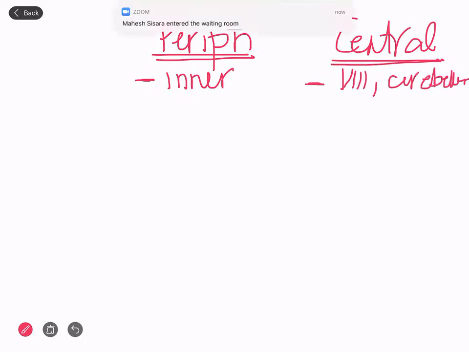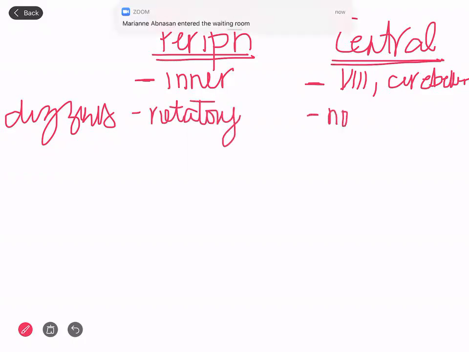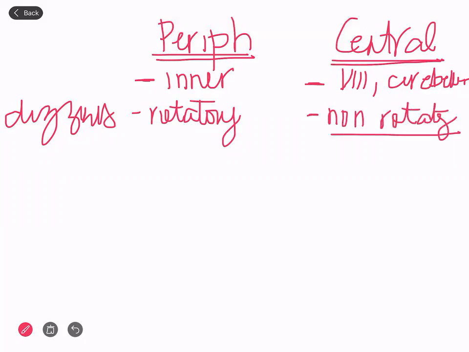And of course, your cerebellum. So, central, okay? Dizziness. Usually, for the peripheral, it's rotatory, okay? So, umiikot, no? Rotatory. But for central, it is non-rotatory, okay? Usually, there is disequilibrium or imbalance, no? Ang sabi nila, para daw silang lasing, no? That is for central, parang lasing yung feeling, no? That is for central, okay?